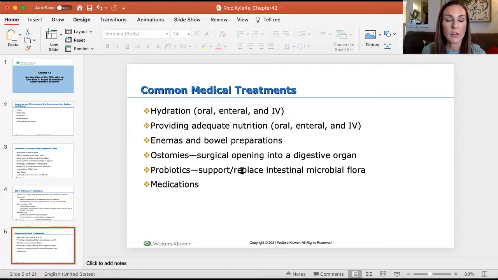And probiotics, there's pro and prebiotics, and we'll talk about that here in a little bit. That basically can support and replace any of that good bacteria within our gut. If we just allow our gut to heal itself, a lot of times it can do some amazing things with the help of some medication.